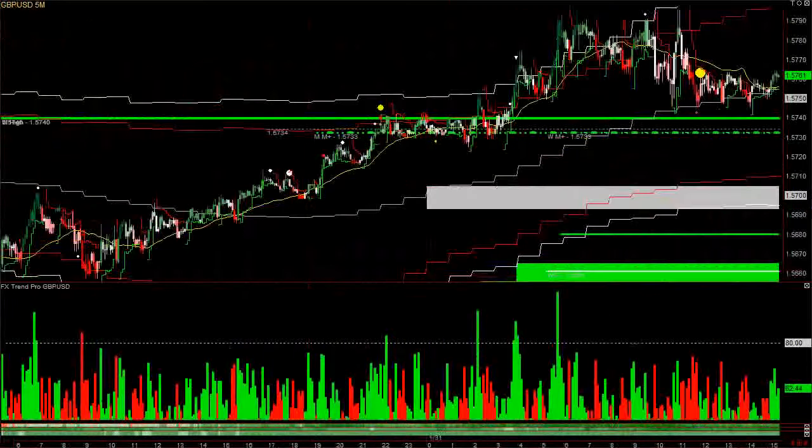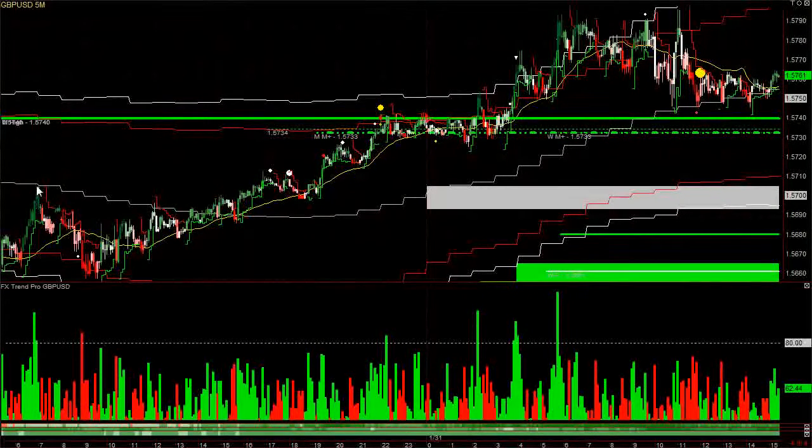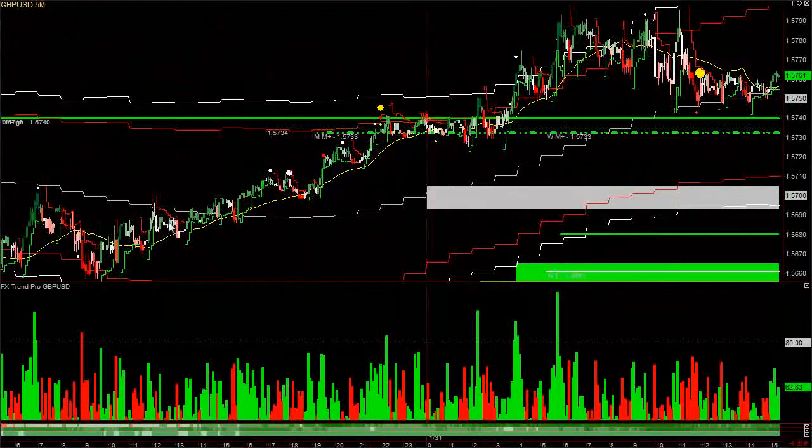Let's look at some of the other charts. This one, you can see acted as resistance yesterday morning. Came up to it. You go short, and you can see it held back. Came up to it again.